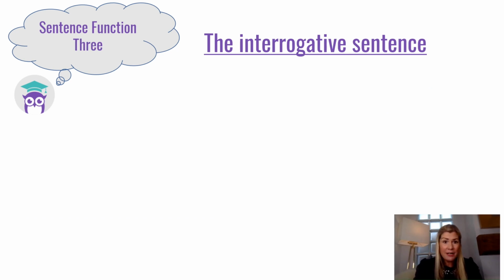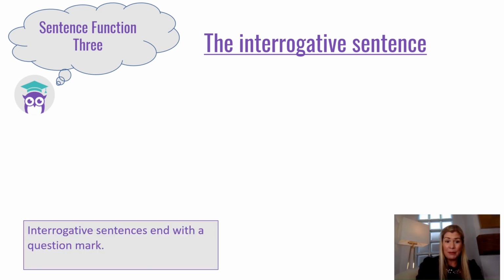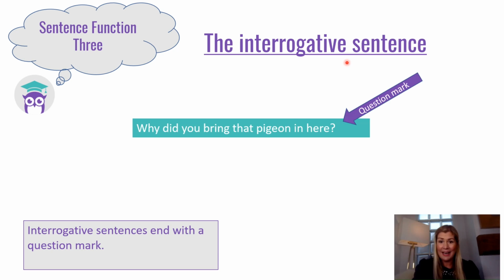Sentence function 3, the interrogative sentence. This is also super easy because interrogative sentences end with a question mark. And if you were struggling to remember, well, think about the word interrogative and how much it sounds like interrogate or interrogation. And when you're being interrogated, what's happening? You're being asked questions. So anything that has a question mark at the end of it is an interrogative sentence. So here, why did you bring that pigeon in here?